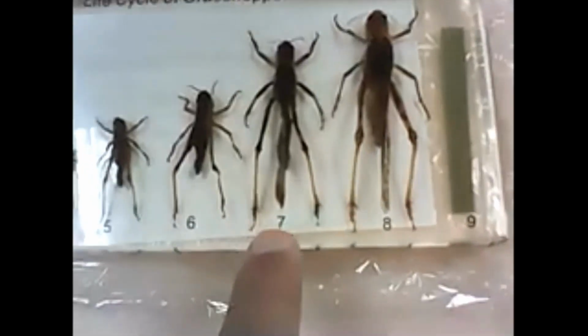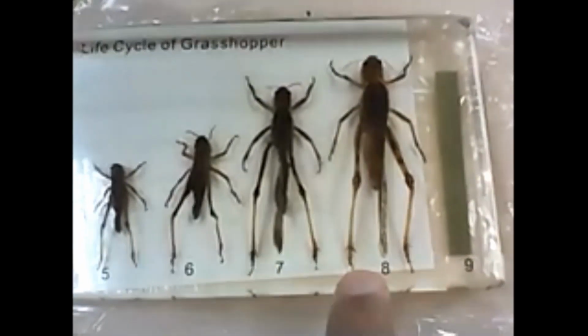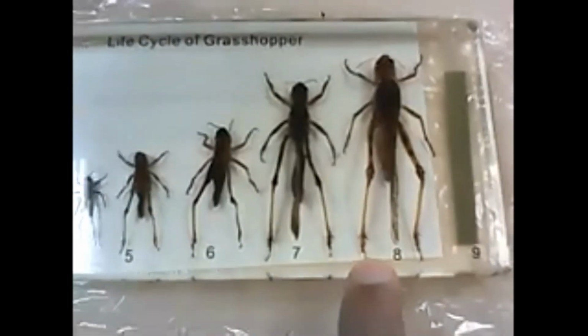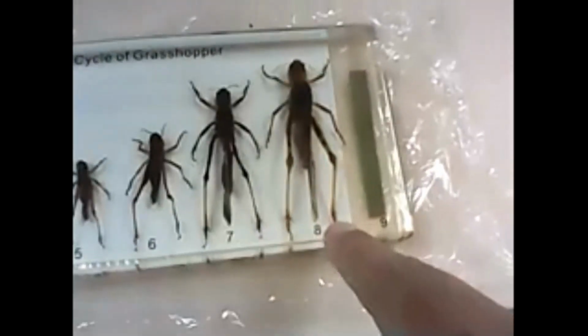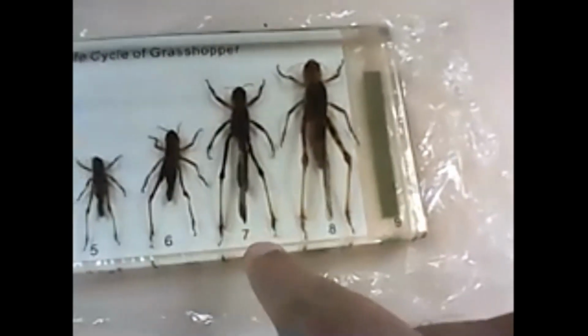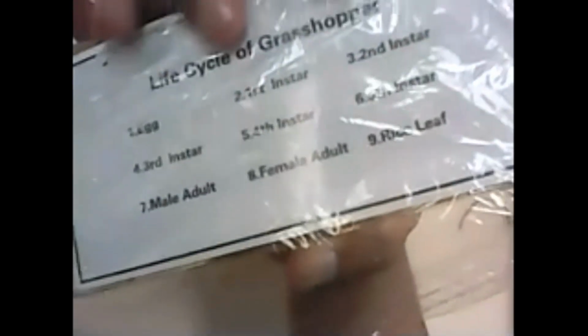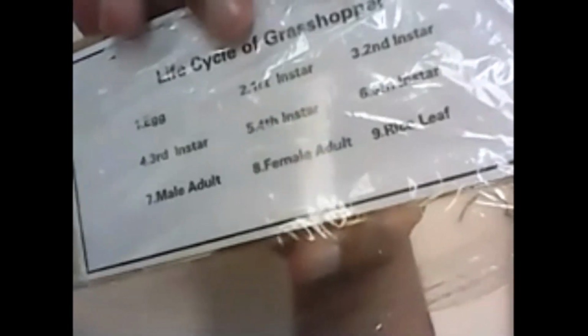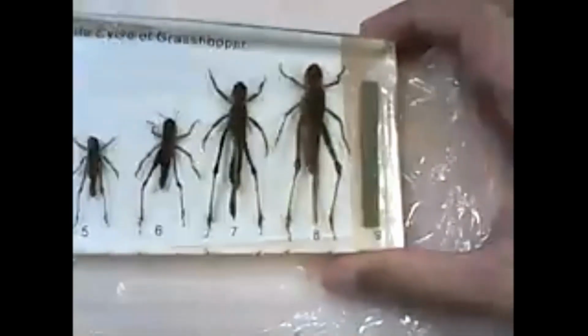Whereas here we have model number 7 and 8. Very interestingly, if I'm not wrong, according to this, this is the female grasshopper and this is the male grasshopper. Let me double check again. Well, it seems that the male is smaller than the female. Very interesting.